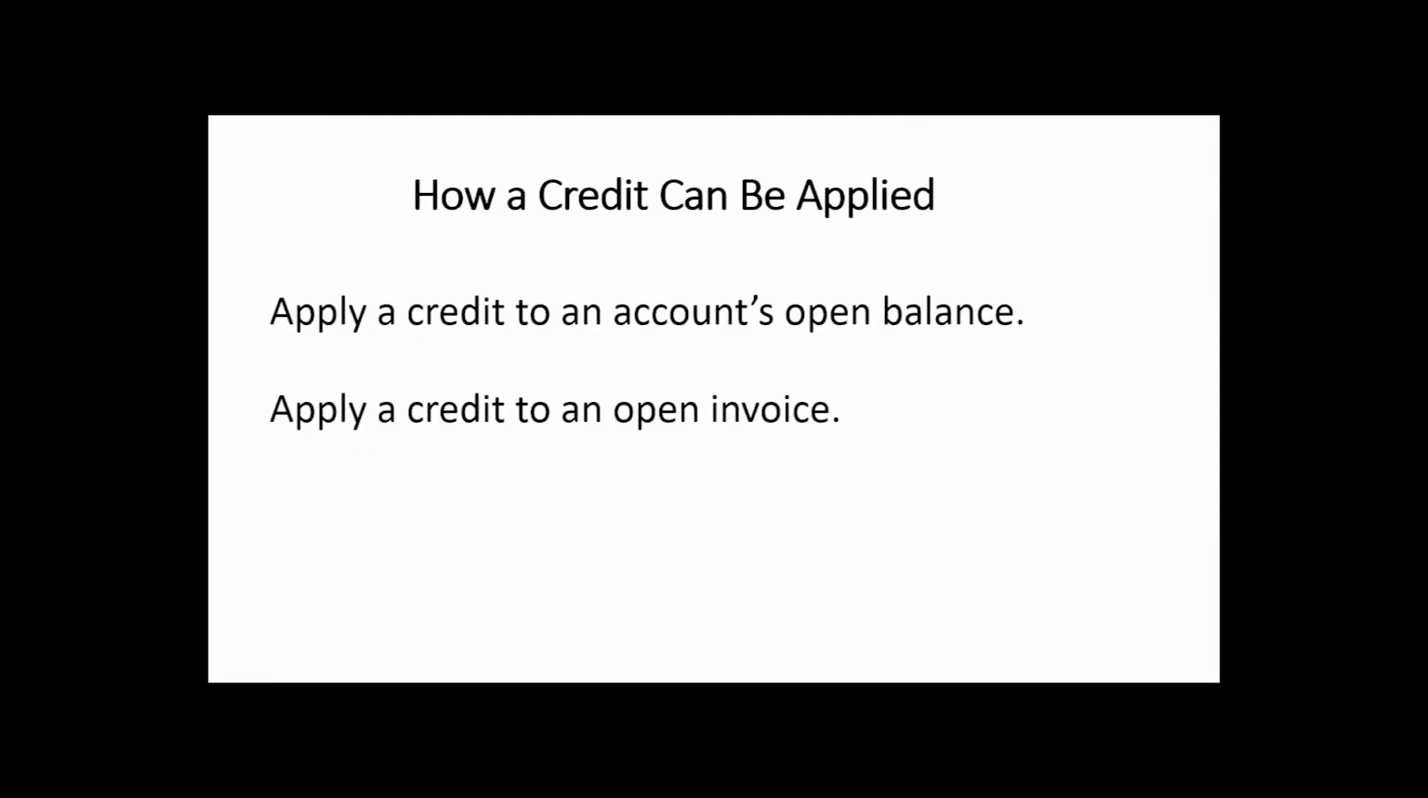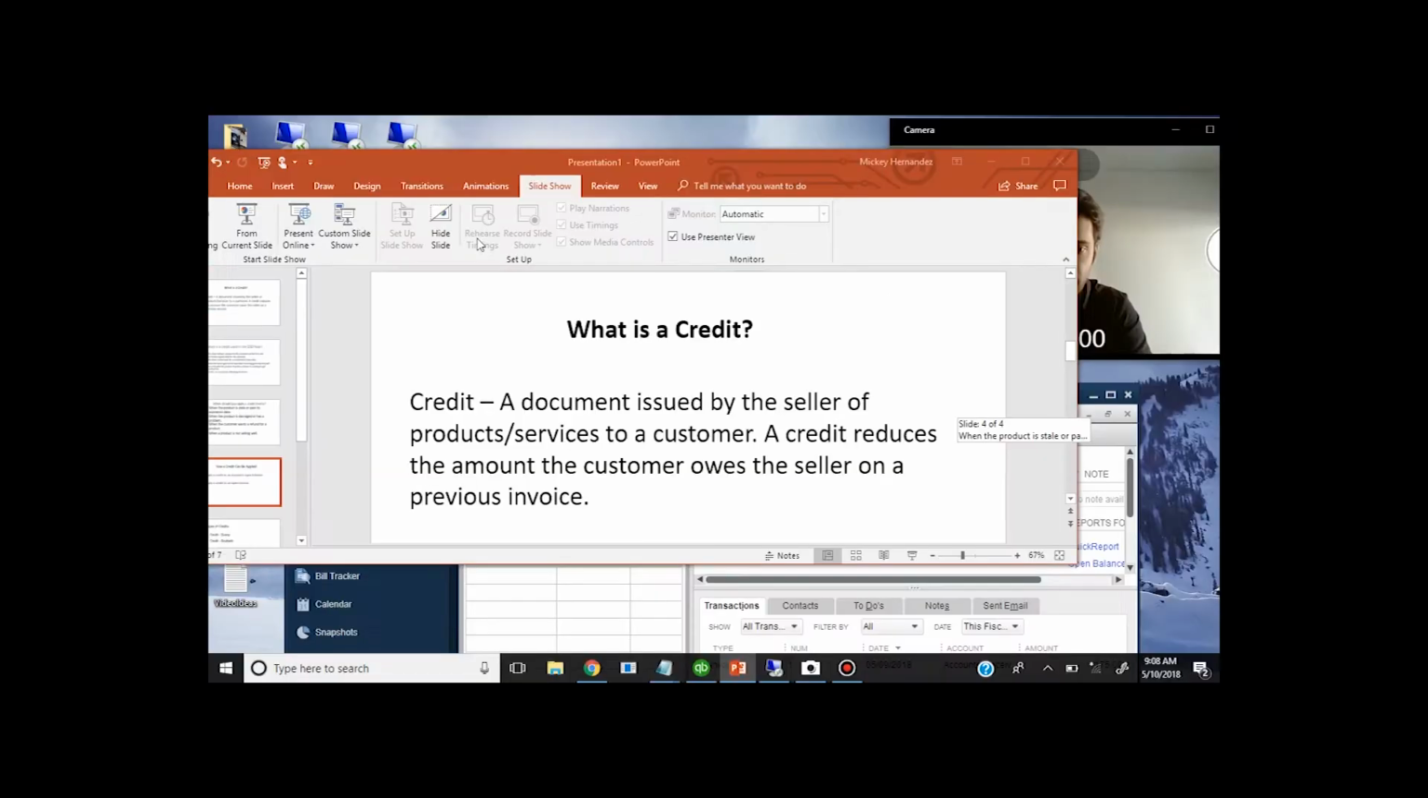So how can a credit be applied into your accounting system? Once you've given the customer credit, you've picked up the product, you've loaded it onto your truck, and now you've brought everything to the back office accounting system, there are two ways you can put the credit into your accounting system. The first way is to apply a credit to an account's open balance.